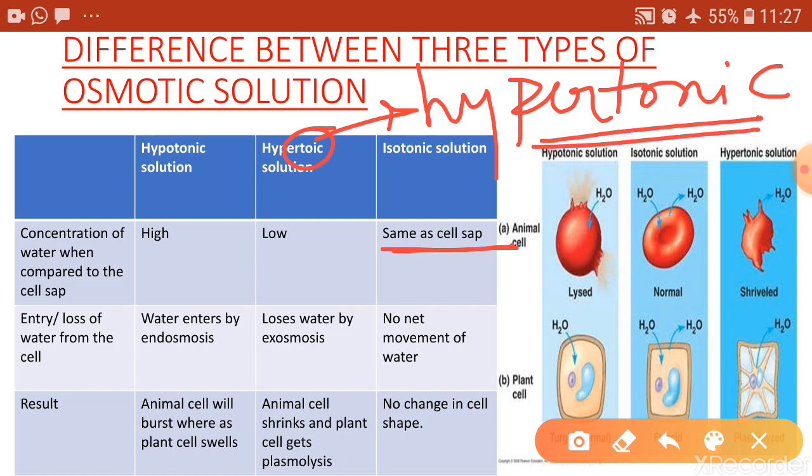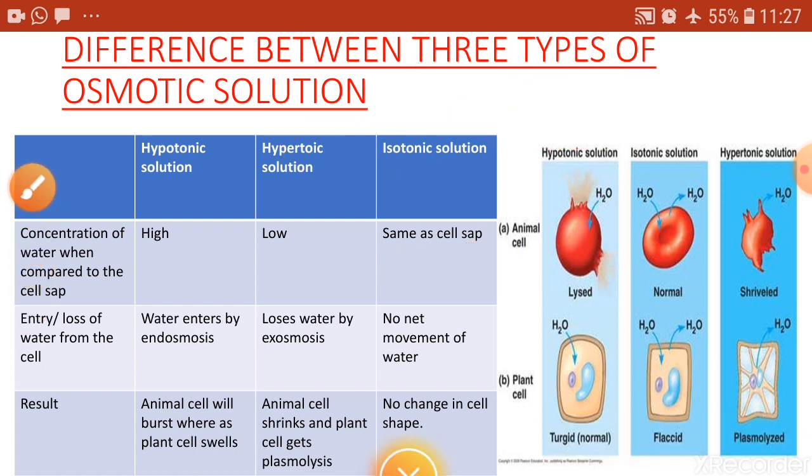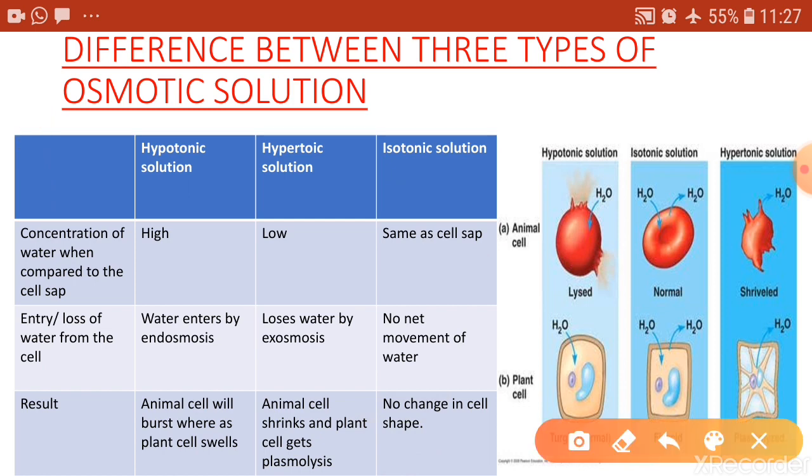Okay, so a solution whose water concentration is the same as the cell sap is said to be an isotonic solution. Now let us see the next difference. When a cell is placed in a hypotonic solution, water enters the cell by endosmosis. But when a cell is placed in a hypertonic solution, it loses water by exosmosis. And when a plant tissue or animal tissue is placed in an isotonic solution, there is no net movement of water molecules.